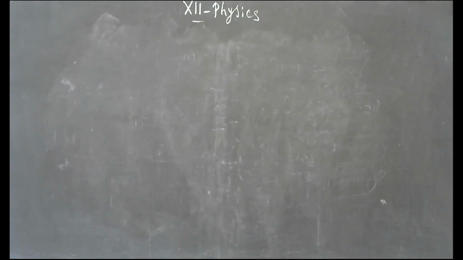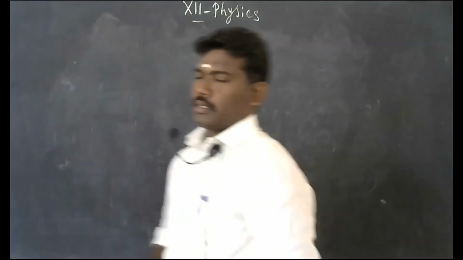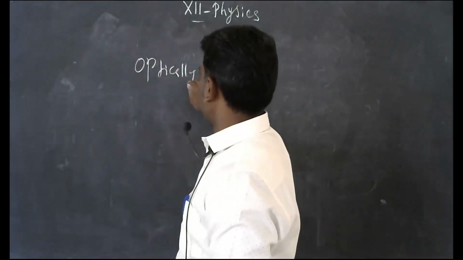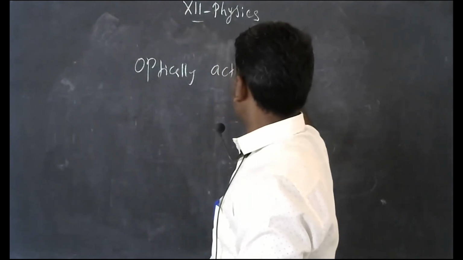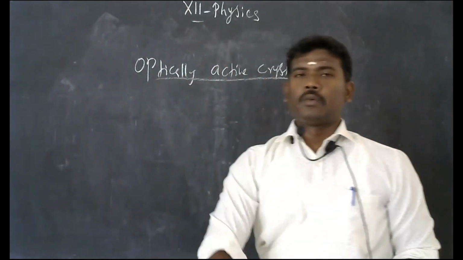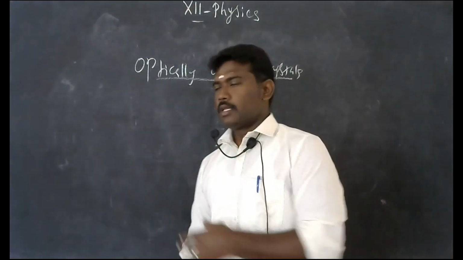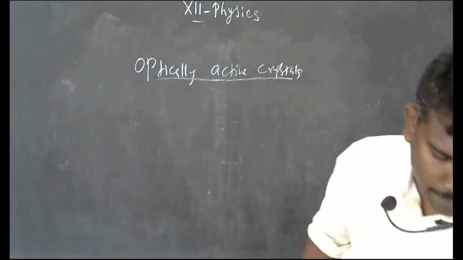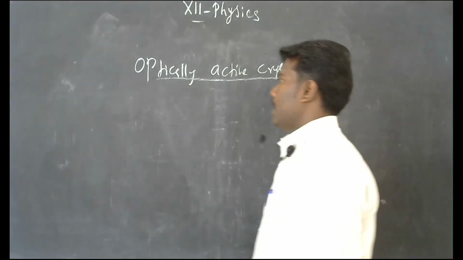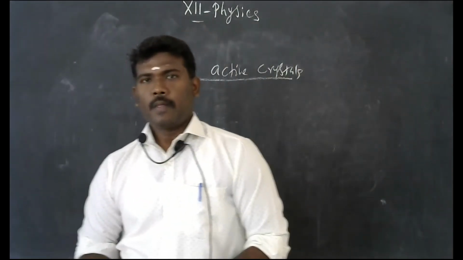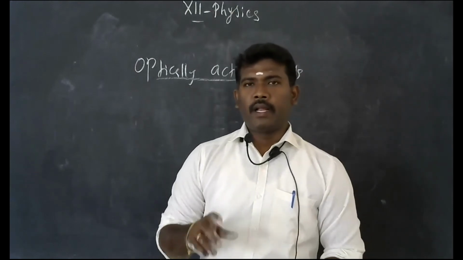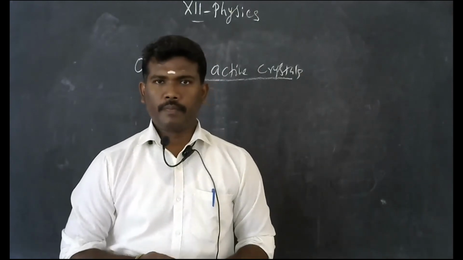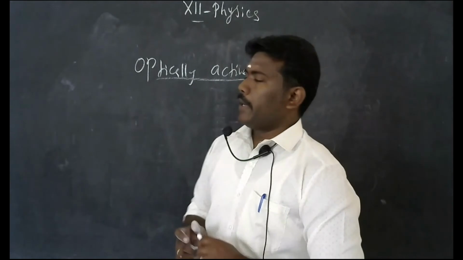Next one, a small 2-mark question: optically active crystal. This is a 2-mark question, comparison. And sometimes they ask this example in the 1-mark part. Optically active crystal. We know that there are ordinary and extraordinary light rays. It is divided inside of the crystal, if you consider the calcite crystal. And we know the optic axis.